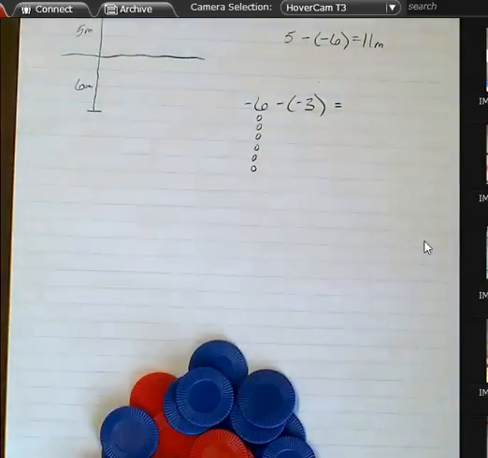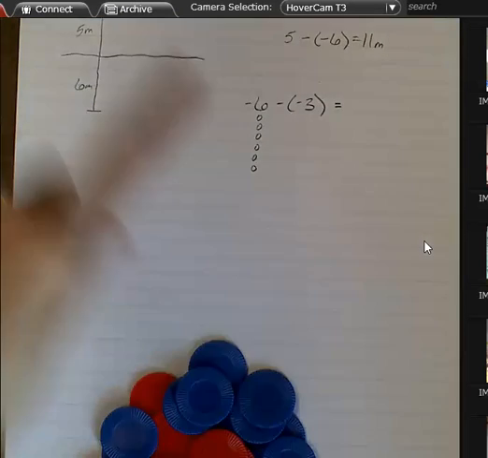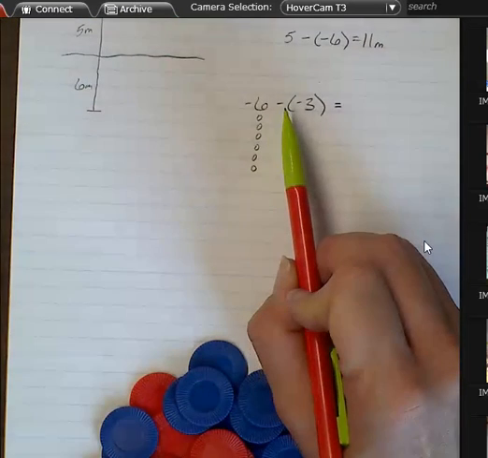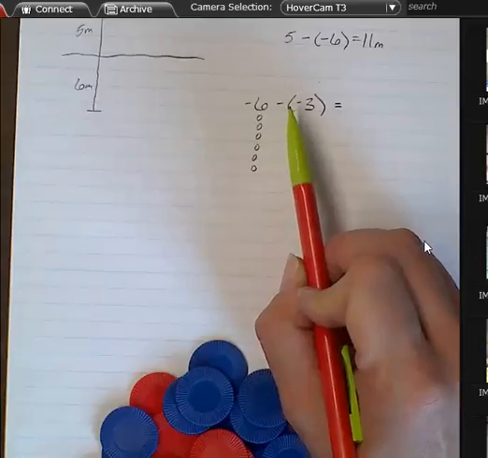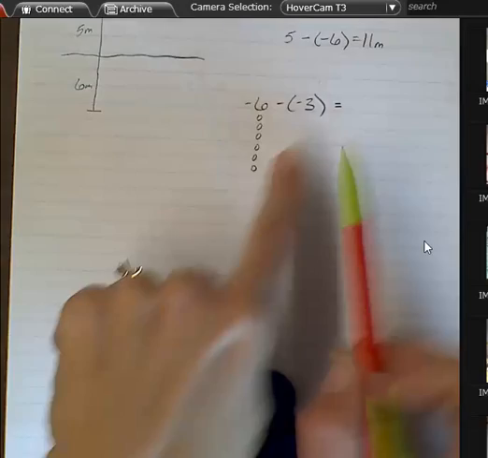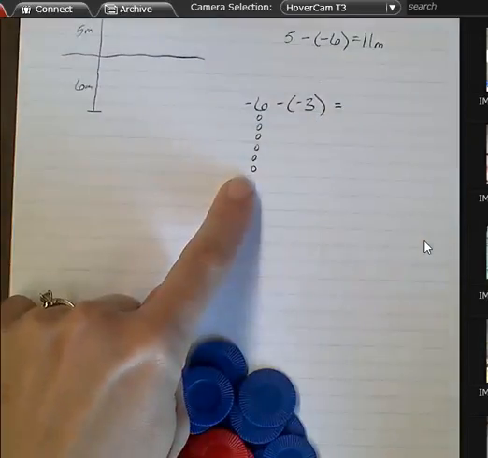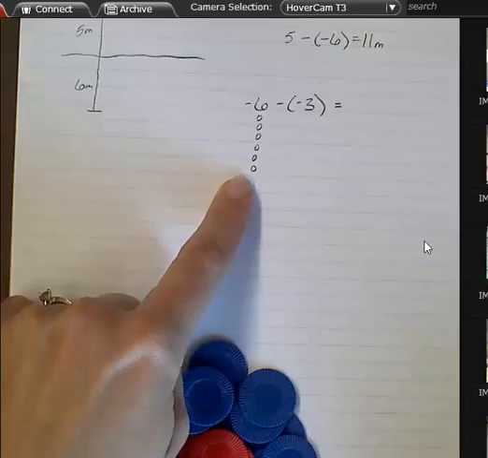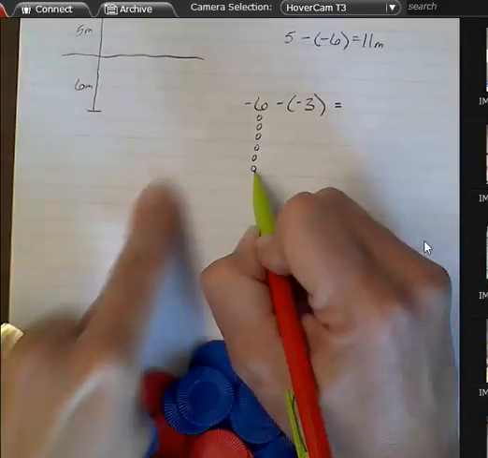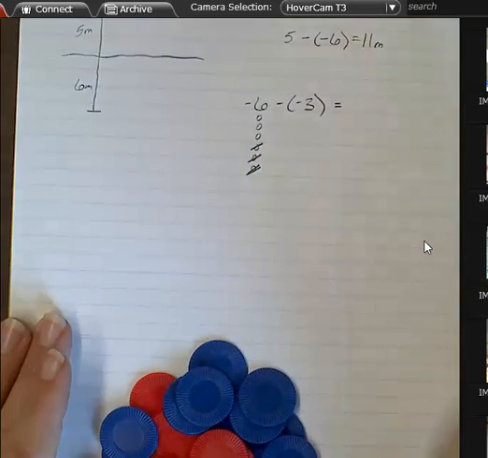This is different than Monday, though, because I'm not putting more on. What does subtraction say? I'm subtracting. I'm taking them away. Can I take away 3 negative ones based on my picture right now? Yeah, because there's 3 negative ones there. So I'm going to cross off 3 of them. 1, 2, 3. What's left over?